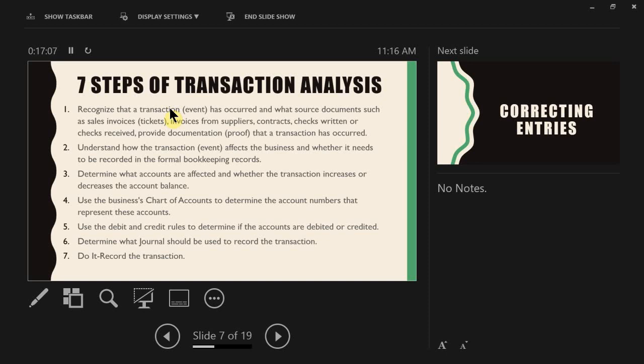Now, this is easy if you've been doing it for years, recognizing a transaction, boom, boom, boom. It's easy. But if this is your first time, I generally want you to look at this scenario and utilize these 7 steps. Understand what the transaction is at hand. Determine, does this affect your company? If it does, then I need to determine which accounts.